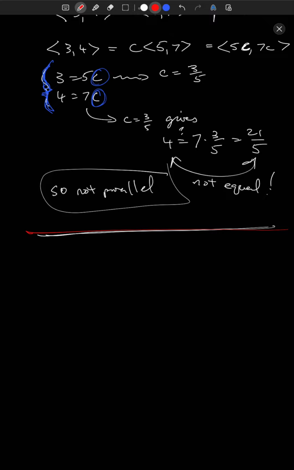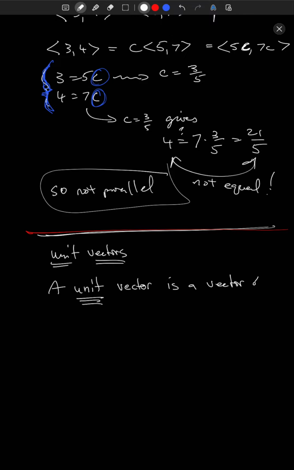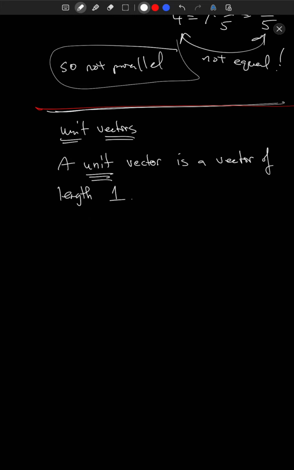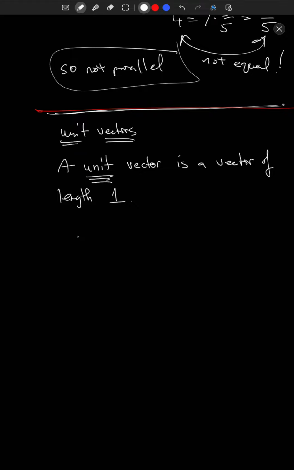The last official part of this section before we talk about cosine of alpha plus beta is just a bit of notation. First of all, unit vectors. Whenever you see the word unit, U-N-I-T, that refers basically to the number 1. So a unit vector is a vector of length 1. Any vector of length 1 is called a unit vector. So 1 over root 2, comma 1 over root 2, this is a unit vector.